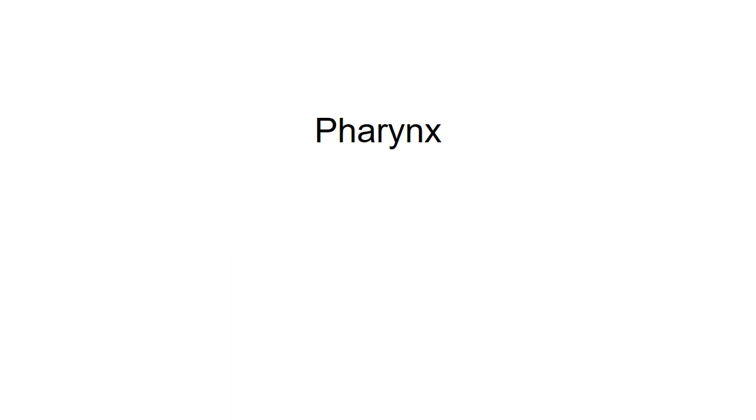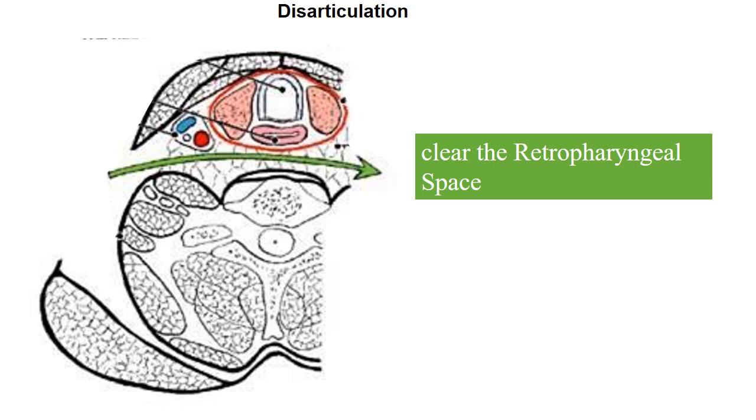Okay, let's talk about the pharynx a little bit first. Now, orientation is a little bit difficult here because, in order to see the pharynx and to look at its internal features, we need to do some very unorthodox dissection. And among the things we need to do is disarticulate the head from the cervical vertebrae so it can be reflected forward. In order to do that first, what we're going to do is to clear the retropharyngeal space.